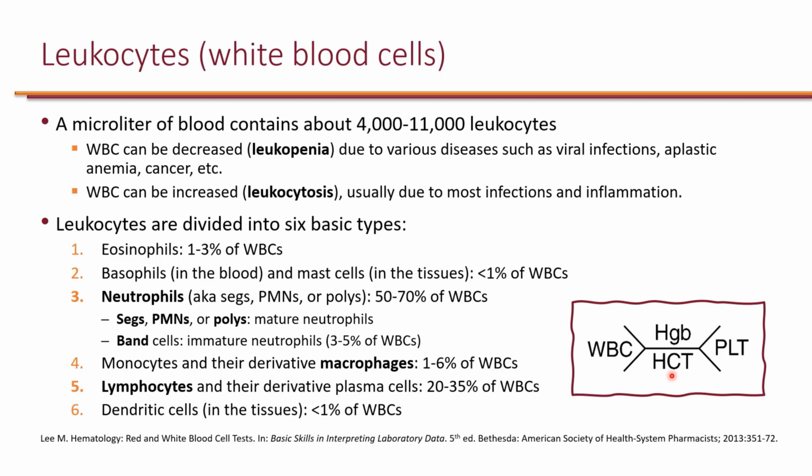Now, here on the right-hand side, you can see the shorthand way of writing some of these lab values. On the left-hand side is white blood cell, on the right-hand side is platelet, at the top is hemoglobin, and at the bottom is hematocrit. This is the shorthand clinicians typically use when they work up patients. So you don't have to write white blood cell, you just write numbers here instead of these labels.